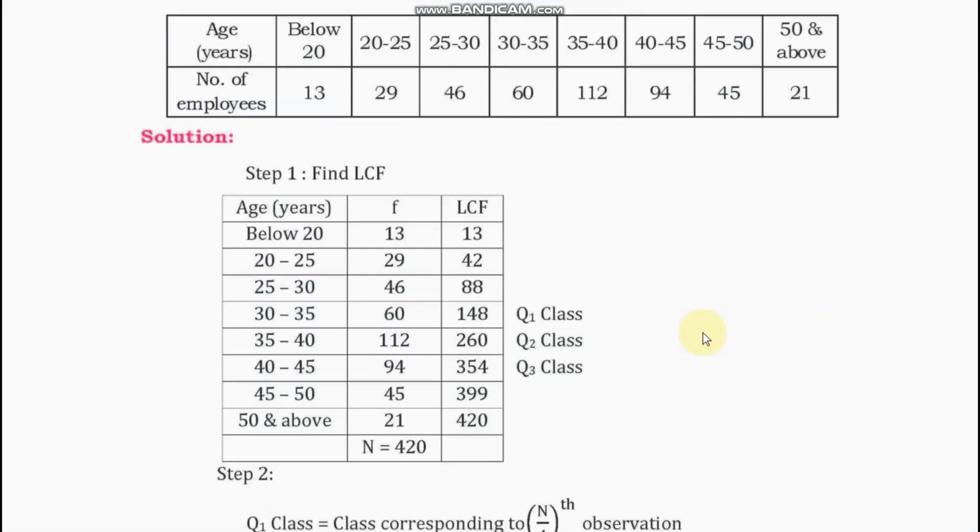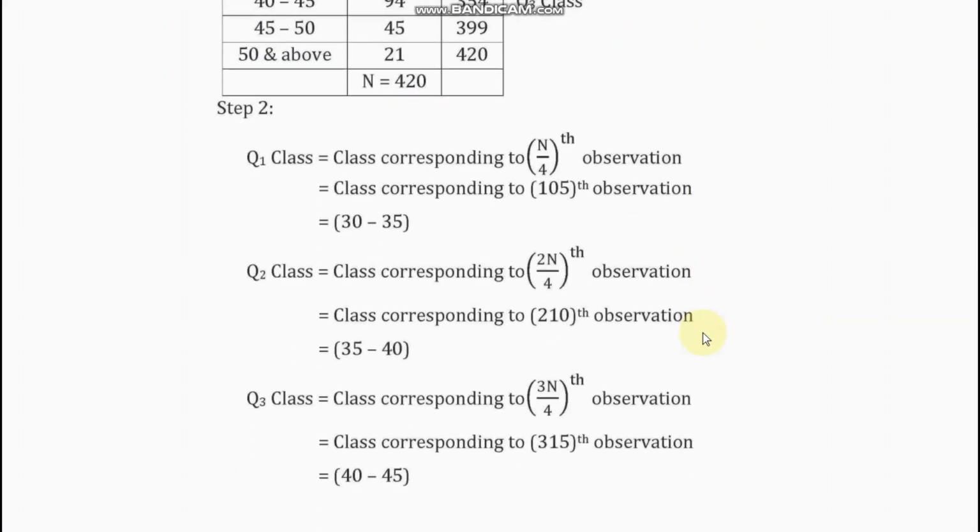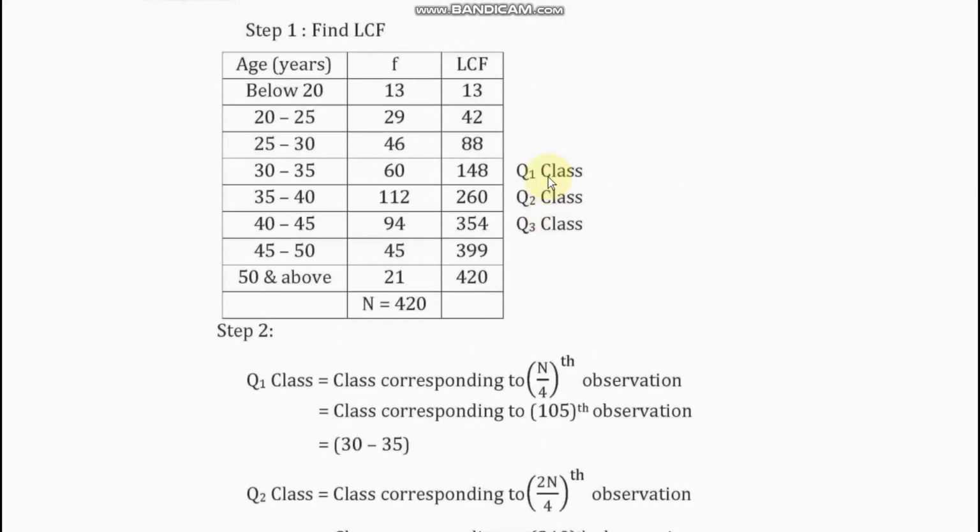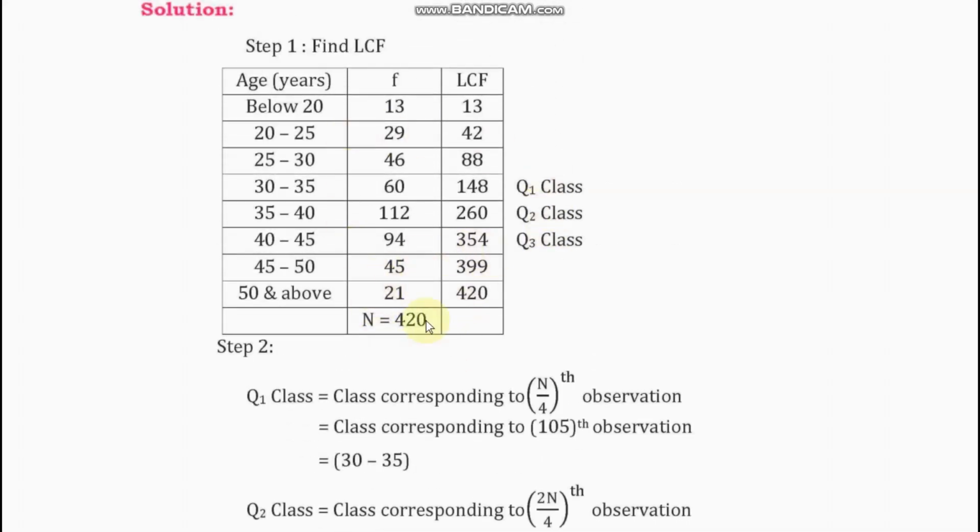So first, find the location of the quartile, that is the class corresponding to the n by 4 value. Here the total n value is 420. So n by 4 is 420 divided by 4, which is 105. We have to locate this 105 in the cumulative frequency column, either 105 or the number next greater than it. That is 148. The interval corresponding to it is 30 to 35. So the first quartile class is 30 to 35.